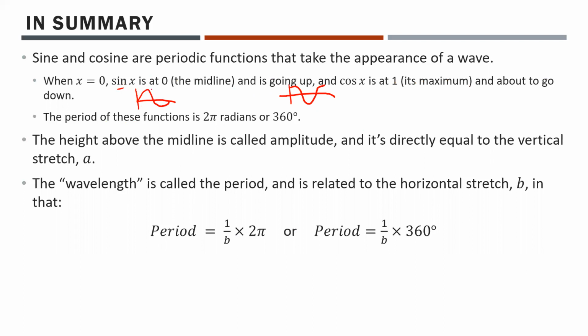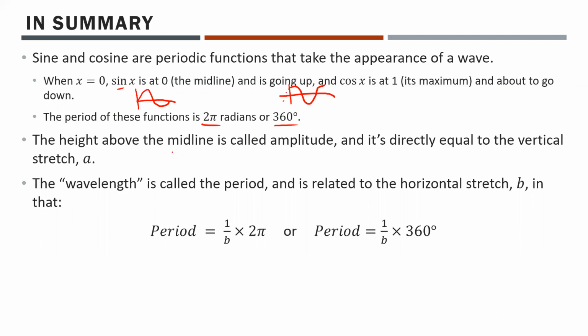Cosine, you just moved like sine over to the left. Or you could say sine, you just took cosine and you moved it to the right, or whatever you want to talk about it with, right? It's still the same thing. Now, the period of these functions is 2 pi radians or 360 degrees, assuming nothing was ever horizontally stretching it.